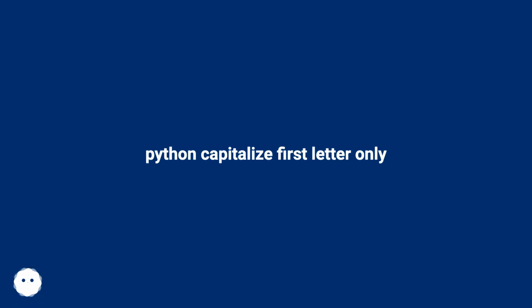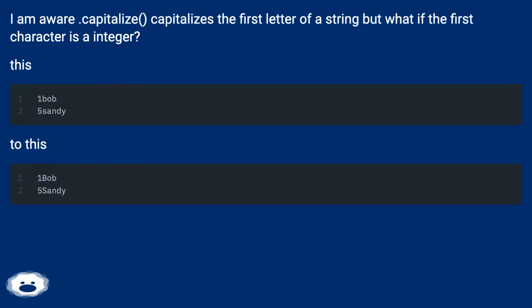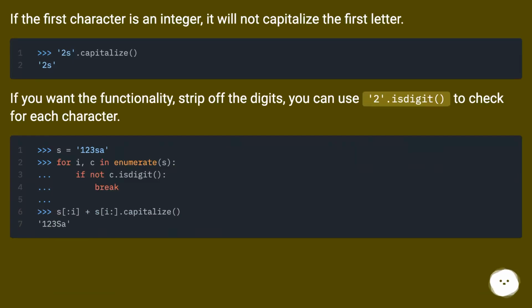Python capitalize first letter only. I am aware .capitalize() capitalizes the first letter of a string, but what if the first character is an integer? If the first character is an integer, it will not capitalize the first letter.